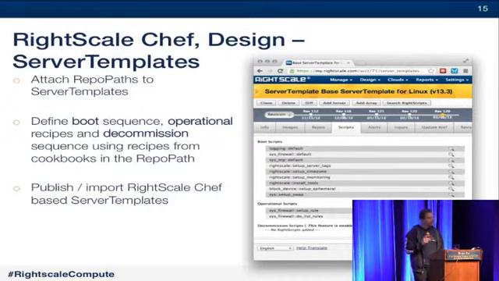And once you have your server template using your recipes from your cookbooks, you can publish it and you can have people import it. It can be private or it can be public. You can publish your server template in the marketplace for everybody to import, or you can share it with another RightScale account if you have an organization and you need to share those assets.